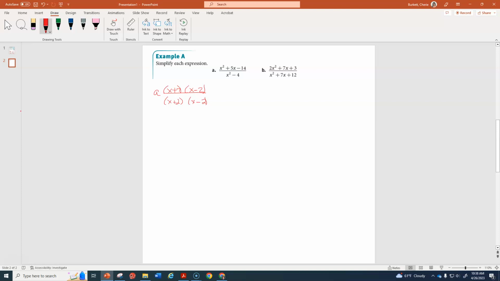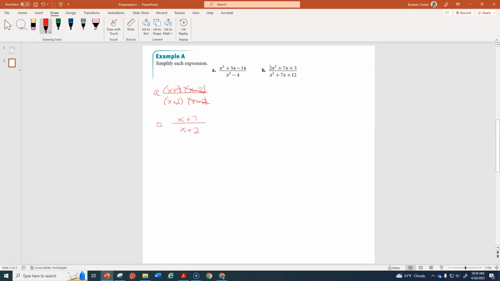Now that I have it factored, this x minus 2 that's on top will factor with the x minus 2 that's on bottom. So the simplified form of the two binomials here is going to be x plus 7. No need for parentheses because I only have one binomial on top. So x plus 7 on top and x plus 2 on bottom.